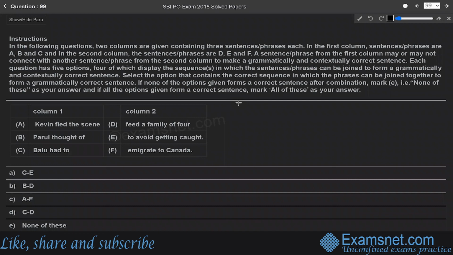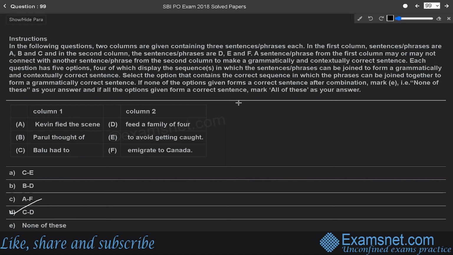Next question has the phrases. Column 1 consists of Kevin fight the scene, Parul thought of, Balu had to. And column 2 consists of feed a family of 4, to avoid getting caught, and emigrate to Canada. Here parts C and D form a logical sentence, which is Balu had to feed a family of 4. Therefore, we can say that the correct option will be option number D, which is C and D, as they form a logical sentence.